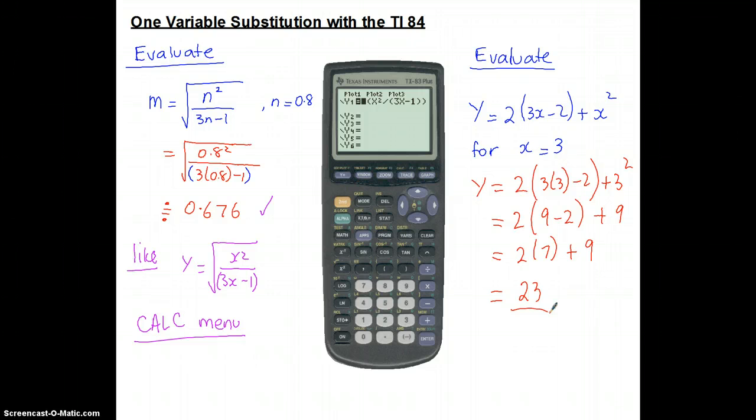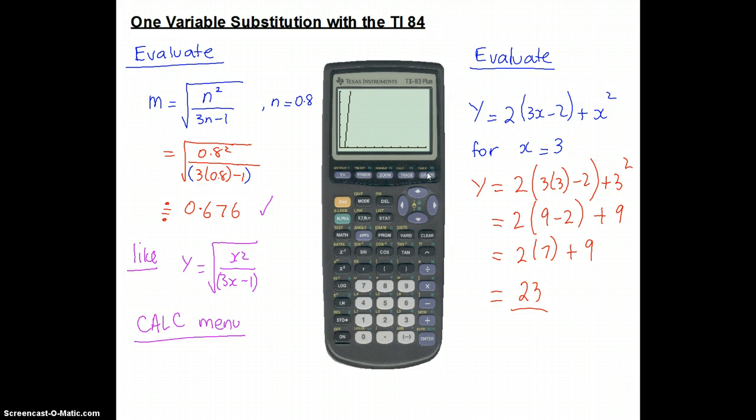Okay, so let's go and see what it looks like here. Let's go and clear that one. Once again, I've only got one variable in this expression, a variable for x. Given x, I can find my y. So I'm going to put this into my y equals menu. We've got 2 times, parentheses, 3x minus 2, close parentheses, plus x squared. Okay, so now let's go and have a look at the graph of that one.